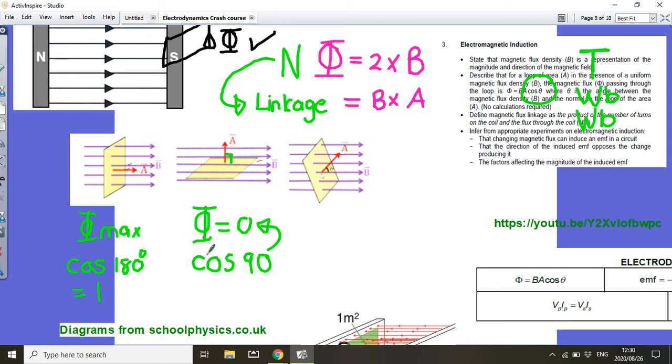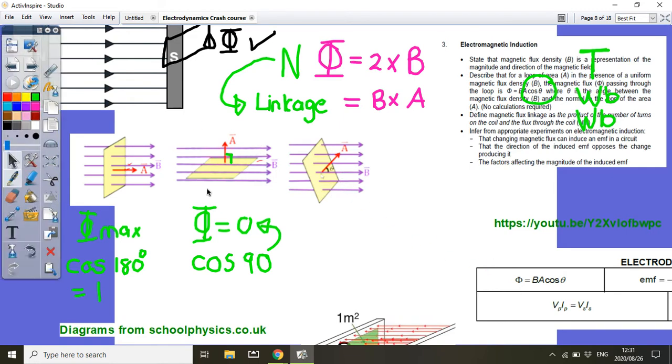So between 0 and 1, if my angle is between 180 and 90 or 90 and 0, the value of cos theta is going to be a fraction. So that means anything else will give you a value between the maximum and 0. So yeah, the math you can work out for yourself.